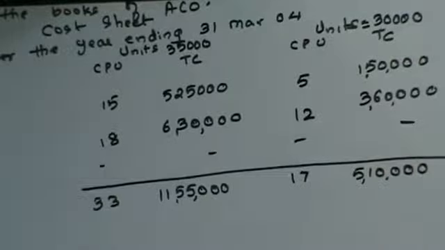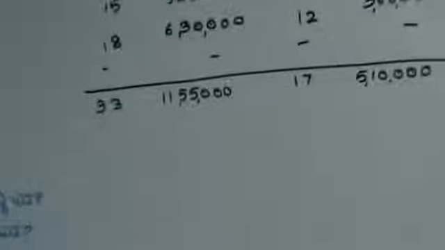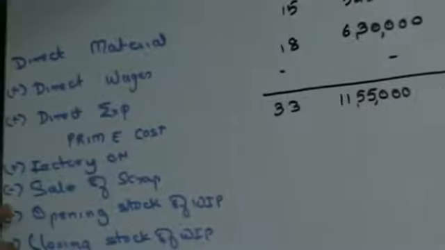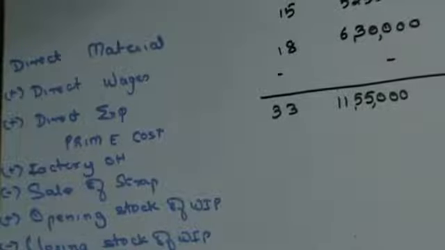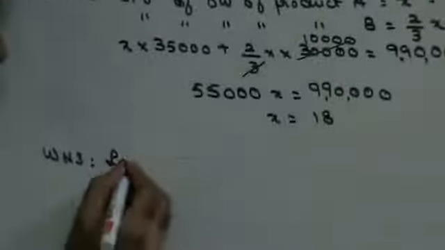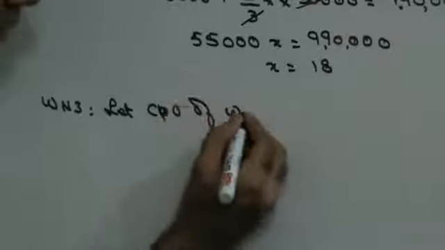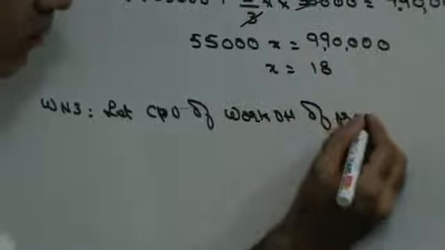Okay. Next, they've given you that work overheads per unit is the same for both the products. Work overheads and factory overheads mean the same thing. So working note 3, let CPU of work overheads of product A be equal to X.